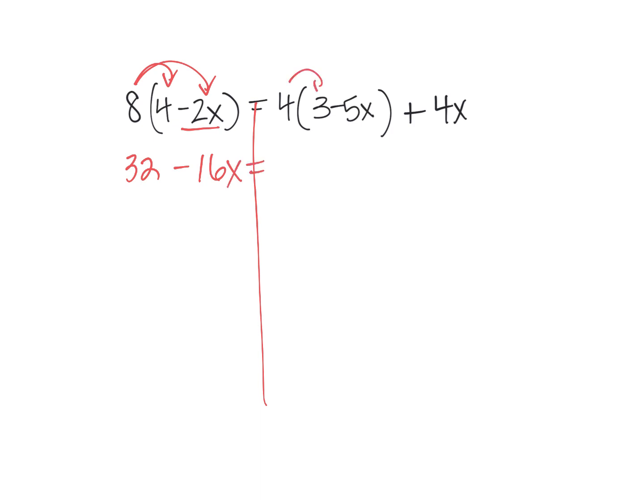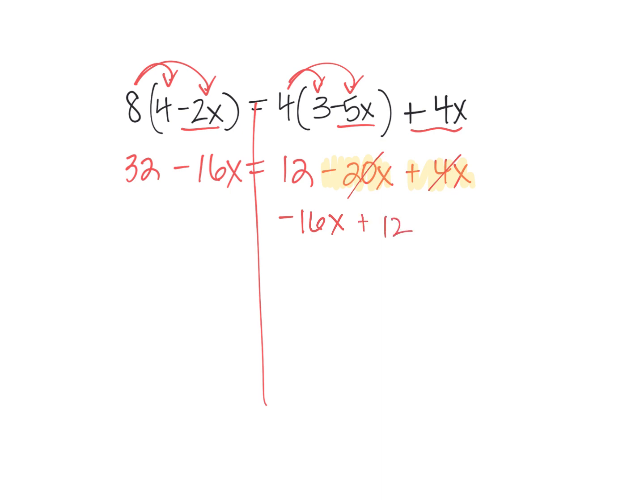On the other side, I'm going to do 4 times 3, which is 12. And 4 times negative 5x is negative 20x. And then back here, I still have plus 4x. All right, now I am going to combine some like terms. So we always need to combine anything that's alike. On this side, I see a negative 20x and a positive 4x. If I combine those, that would be negative 16x. And then I still have that plus 12. On the other side, I've got 32 minus 16x.